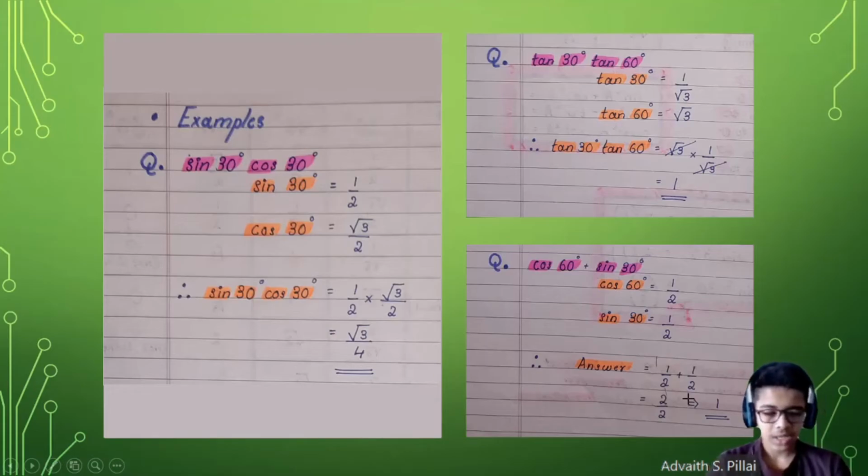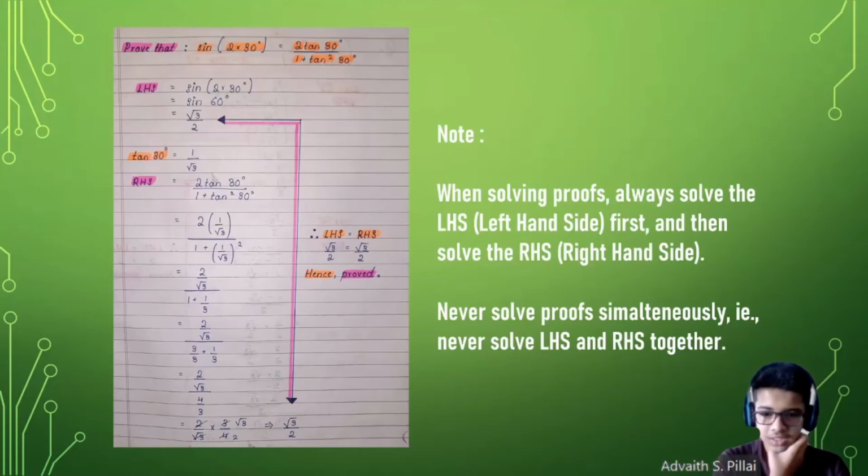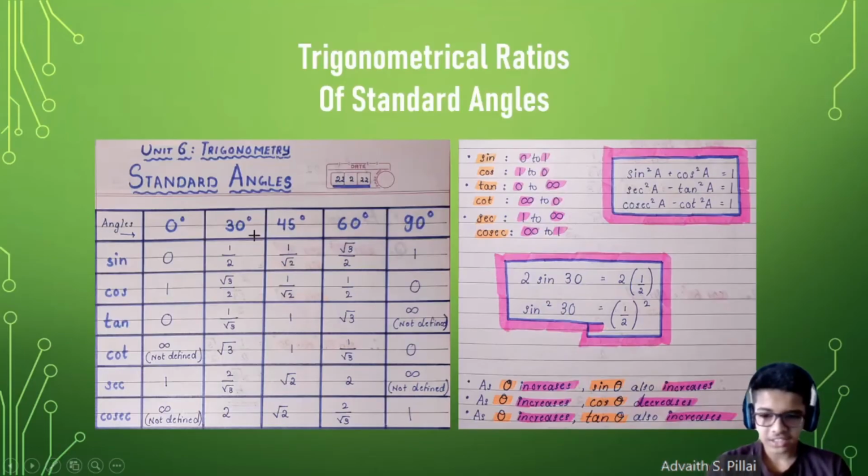Okay guys, now let's look at a proving question. For example, let's say in this question we have sine 2 into 30 degrees is equal to 2 tan 30 divided by 1 plus tan square 30, and we have to prove this. So first of all, we take the left hand side. The left hand side says sine 2 into 30, which is sine 60. The value of sine 60 is root 3 by 2.